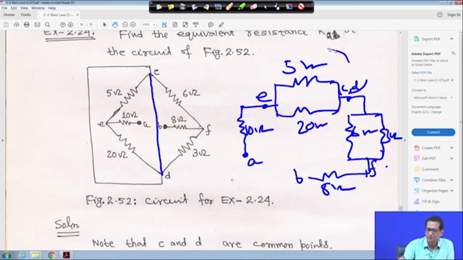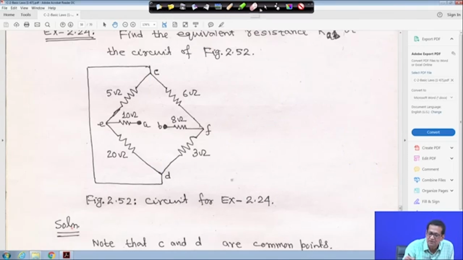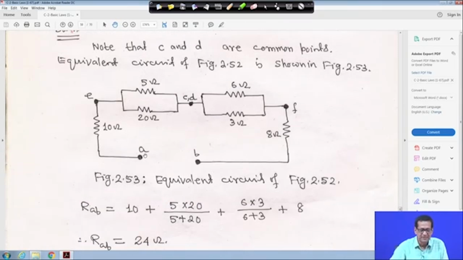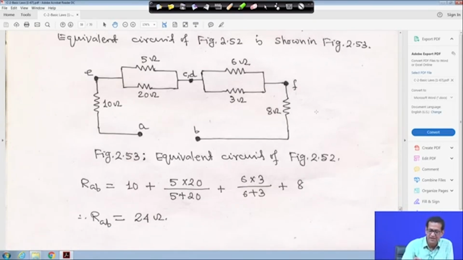The whole circuit I have drawn on the next page. So, let me clean it. That is why I have made it A to E 10 ohm, then 5 and 20 are in parallel, C D is a common point, 6 ohm and 3 ohm are in parallel, and 8 ohm. This is the equivalent circuit. So, find out the equivalent RAB. You have to find out RAB from this point.